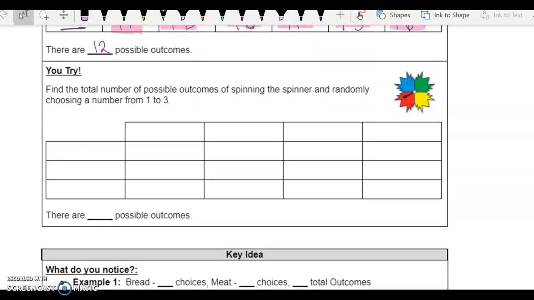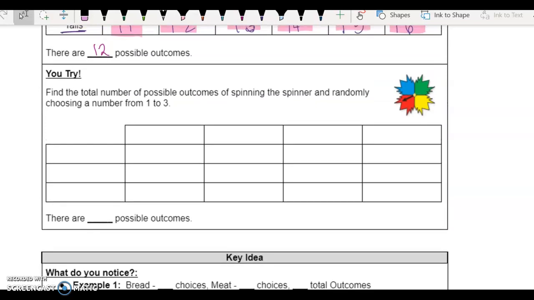So now I want you to try, and I know on your notes it's in black and white, but here are the colors over here. It says that we are trying to figure out the possible outcomes for spinning the random spinner and randomly choosing a number 1 through 3. So 1 through 3 goes on the side, and then we're going to put the colors on top: blue, green, red, and yellow. I want you to do this on your own, and then you will check your answers with mine in the next video.